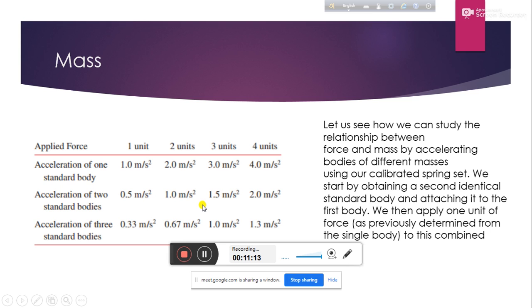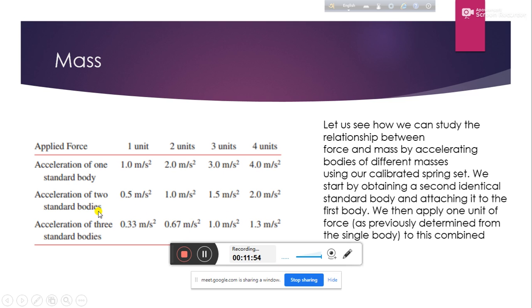Now we are moving to stage 3. In stage 3, we have connected 3 standard bodies together. So the standard body is multiplied 3 times. 3 units of bodies are there. Then if you apply 1 unit of force, you will observe that 1/3 of the acceleration of the first case is obtained. Again, for 2 units of force, this is 1/3 of the first one. For 3 also, for 4 also, each time this is 1/3.